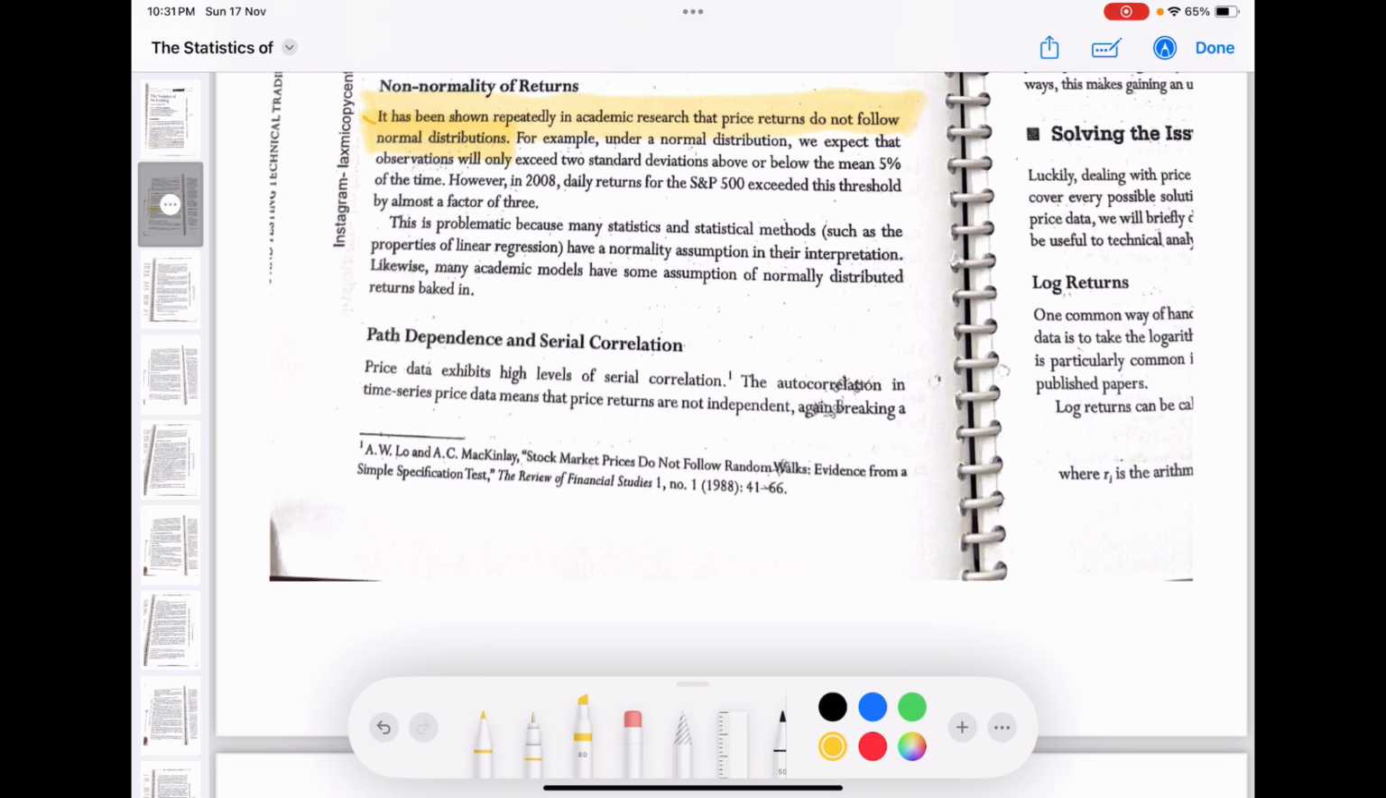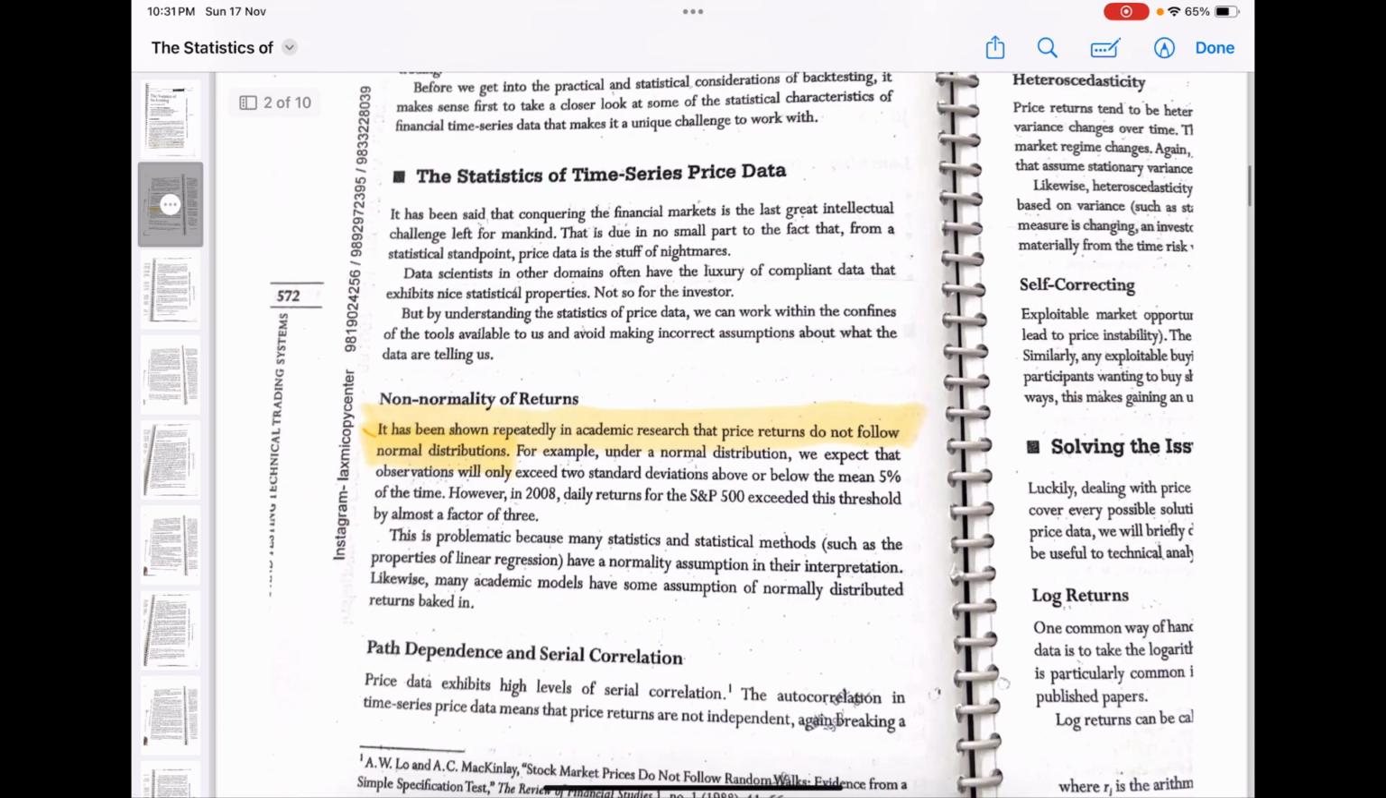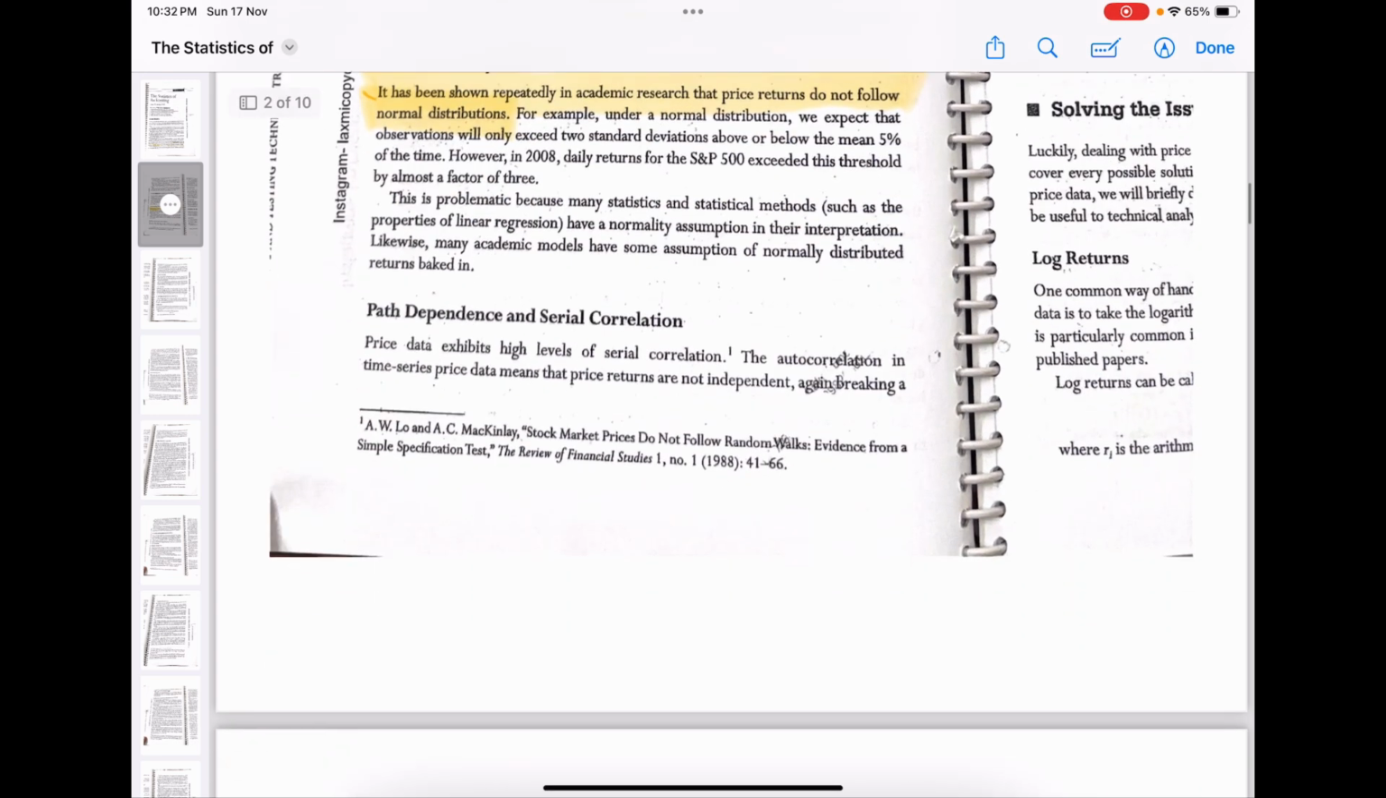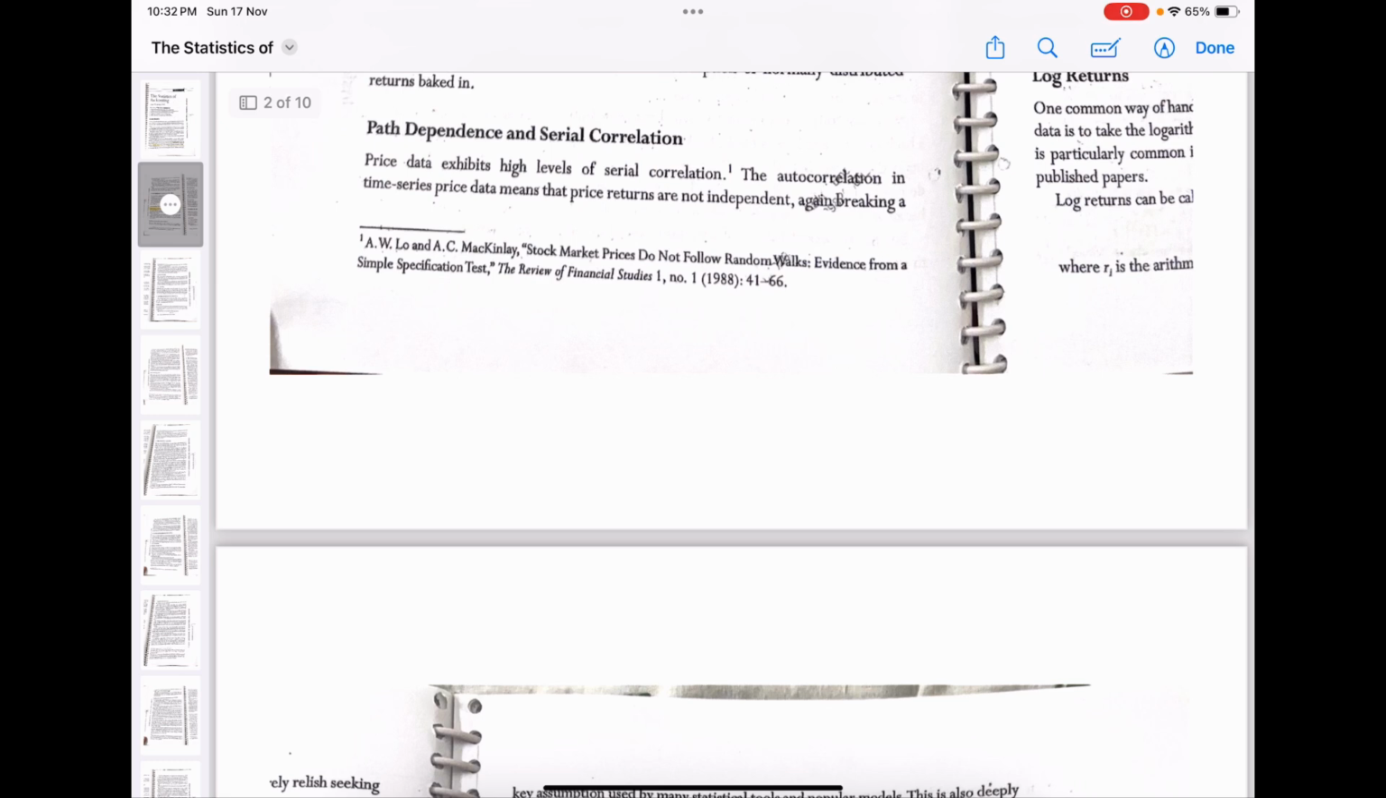This is problematic because many statistics and statistical methods, such as properties of linear regression, have a normality assumption in their interpretation. Likewise, many academic models have some assumption of normally distributed returns baked in. So, the first and important thing which you need to keep in mind is the non normality of returns. Even though that's how it is assumed and that is how it's supposed to be, it's not possible 100% of the time. So the second thing is path dependence and serial correlation.